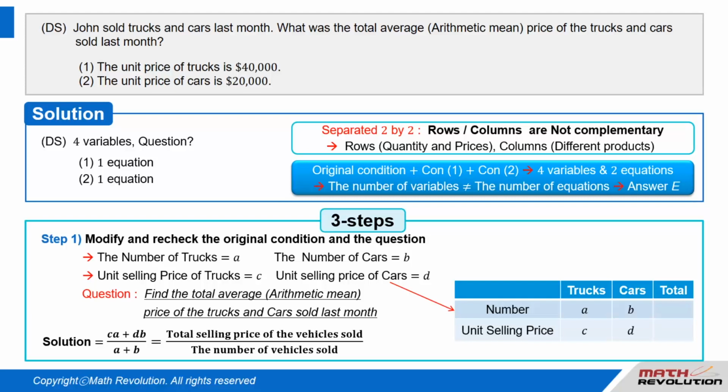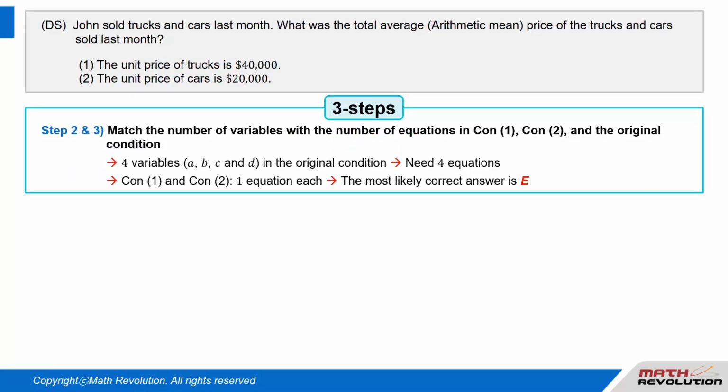We have to find the total average, arithmetic mean price of the trucks and cars sold last month. So, the solution is (C times A plus D times B) over (A plus B), which is the total selling price of the vehicles sold divided by the number of vehicles sold. Follow the second and the third step. From the original condition, we have 4 variables, A, B, C, and D. To match the number of variables with the number of equations, we need 4 equations. Since conditions 1 and 2 will provide 1 equation each, E would most likely be the answer.